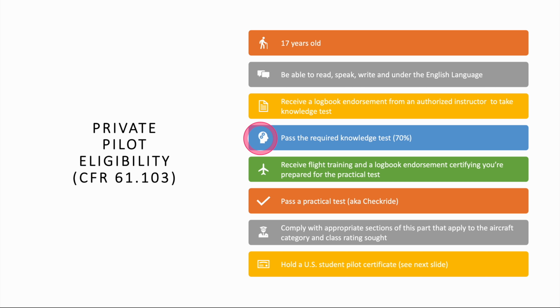Pass the knowledge test, the written test, receive flight training and logbook endorsement certifying you're prepared to take the practical test. So when it's time for you to go take your check ride or practical test to get your license, your instructor has to endorse you, which just means they approve you or sign off your logbook saying that you're ready to go take the practical test. They don't want people just showing up for the test and they're not ready. So they need approval to go do that. Pass the practical test, comply with appropriate sections of the regulations and hold a U.S. student pilot certificate.